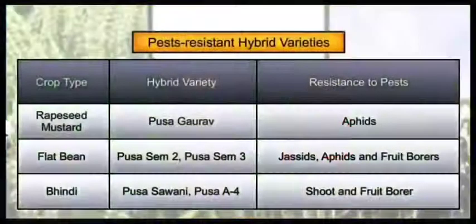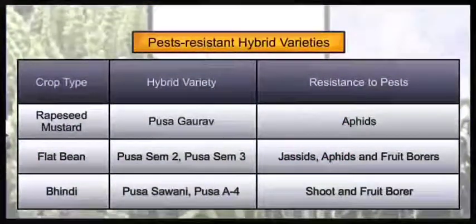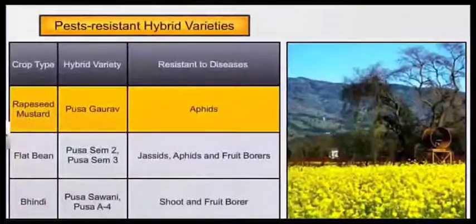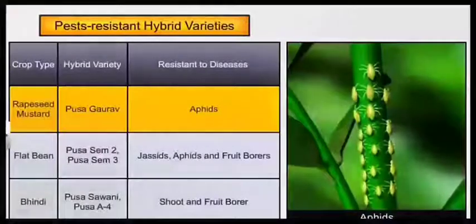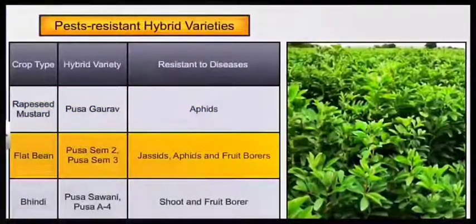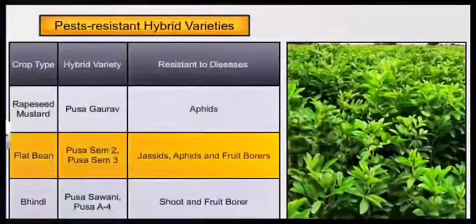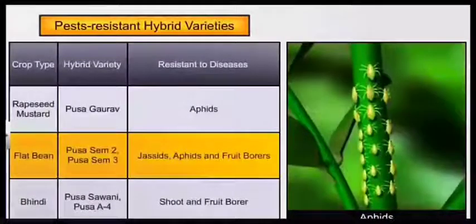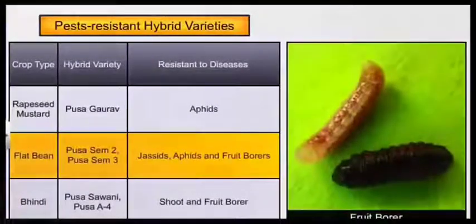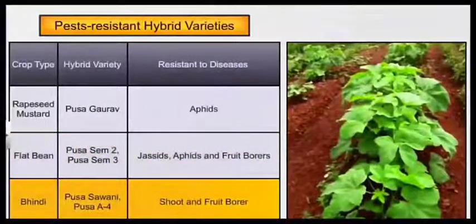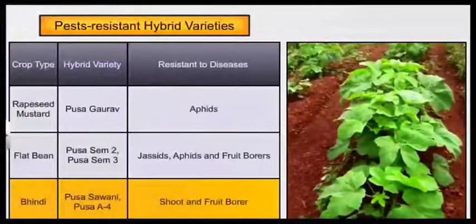So likewise, many types of physiological characteristics can be identified, and based on that, pest-resistant varieties can be developed. Here is a list of a few. For example, Pusa Gaurav, a variety of mustard, has been developed which is resistant to aphids. Pusa Sem 2 and Pusa Sem 3 are varieties of flat bean which are resistant to aphids, jassids and fruit borers. In the same way, Pusa Sawani and Pusa A-4 are varieties of bhindi which are resistant to shoot and fruit borers.